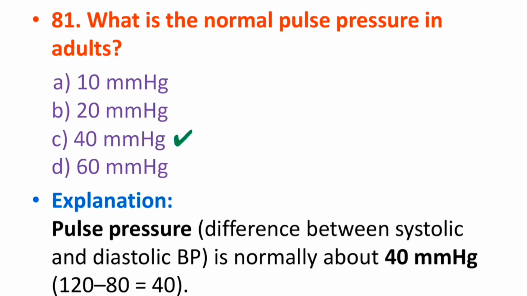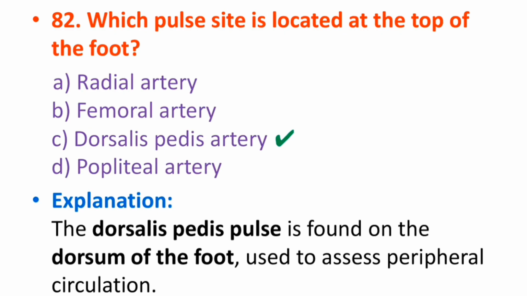What is the normal pulse pressure in adults? Option A, 10 mm of Hg; option B, 20 mm of Hg; option C, 40 mm of Hg; option D, 60 mm of Hg. The correct answer is option C, 40 mm of Hg. Pulse pressure, the difference between systolic and diastolic blood pressure, is normally about 40 mm of Hg, that is 120 minus 80 equals 40.